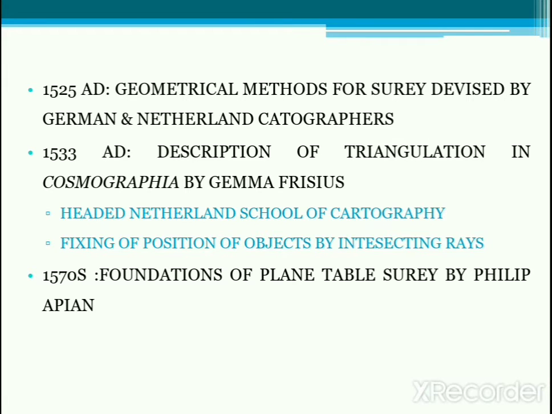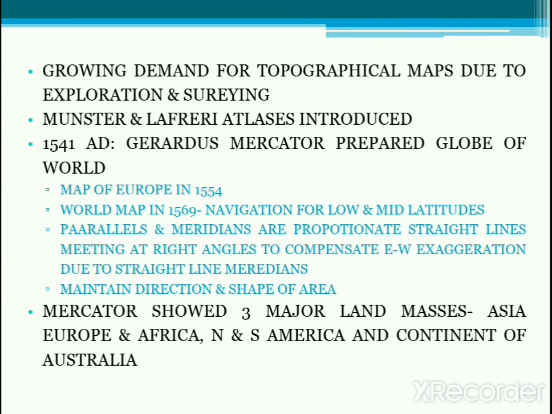In 1533, the first description of the method of triangulation appeared through the publication of Cosmographia by Gemma Frisius. He suggested fixing the position of objects by intersecting rays. He headed the Netherlands School of Cartography. Gradually, the foundation for the plane table survey was laid by Philip Apian. By the 1570s, the use of plane table survey dominated everywhere.